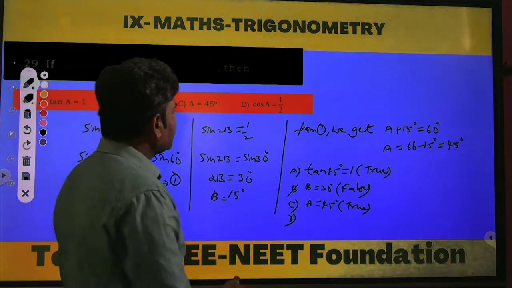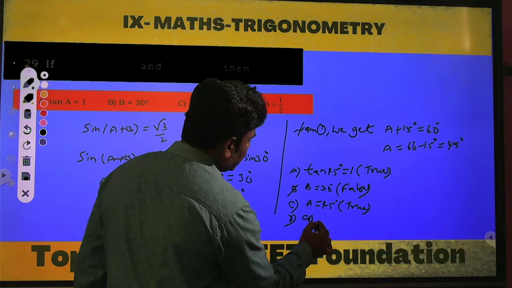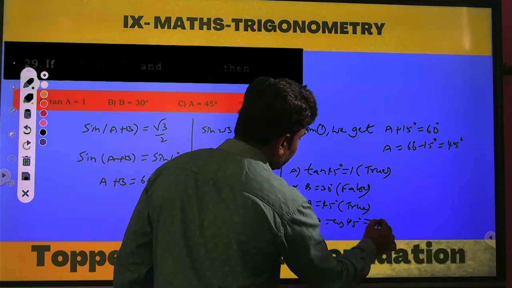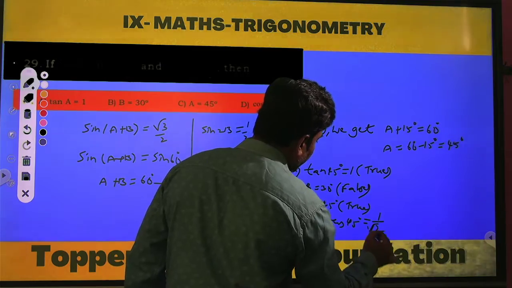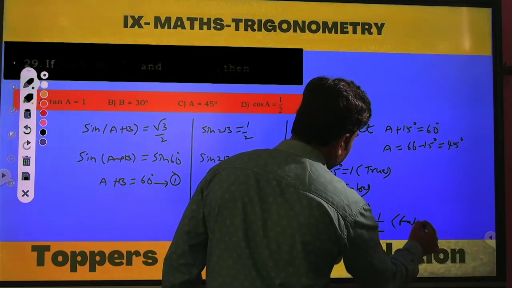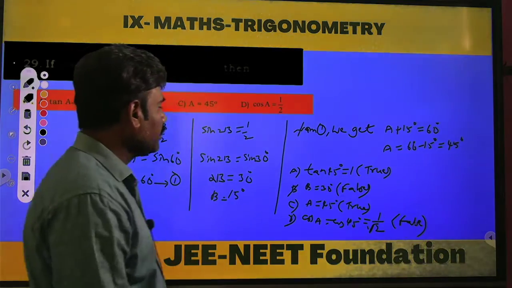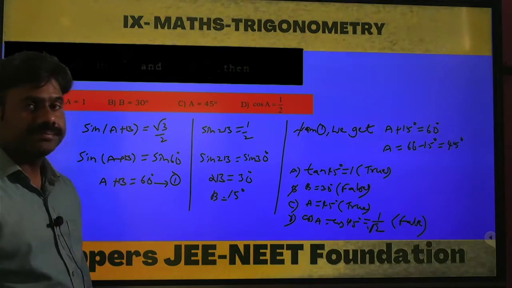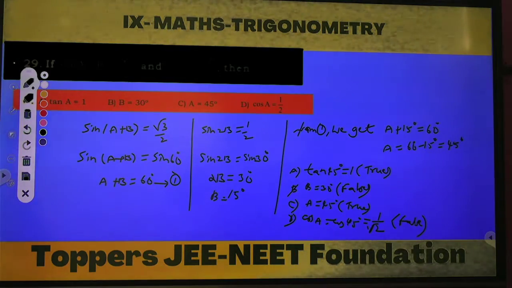Option D: cos A is equal to 1 by 2. Cos A means cos 45 degrees. Actually cos 45 degrees value is 1 by root 2. So this is false. Therefore, which of the following are correct? Option A and option C are correct. Okay, students. Next question.